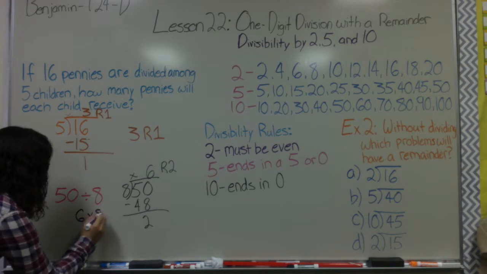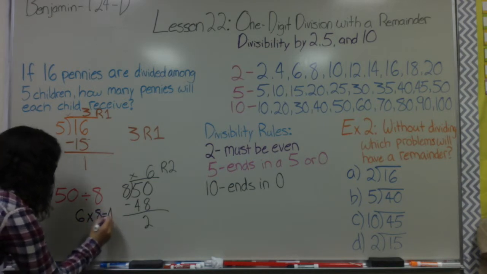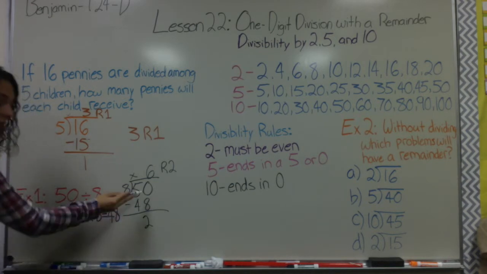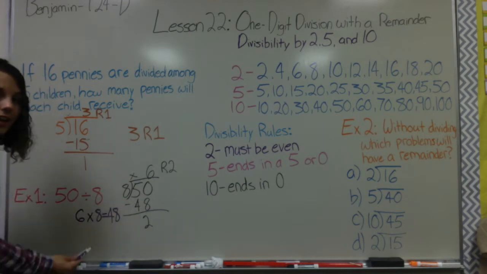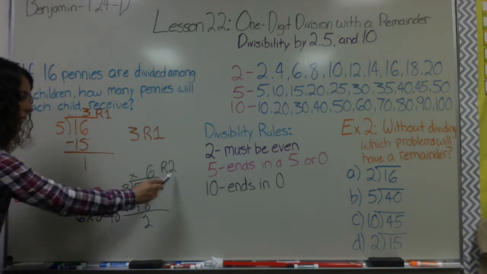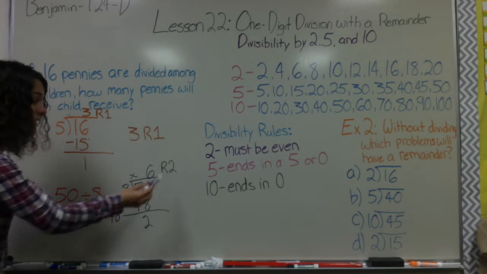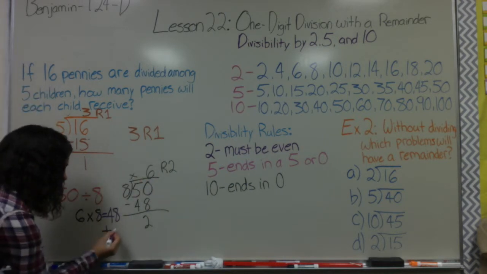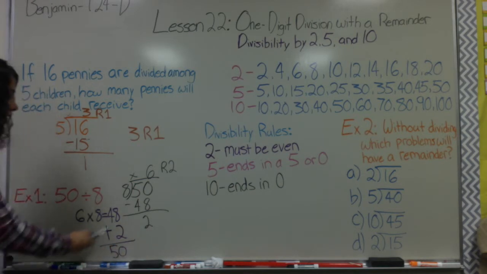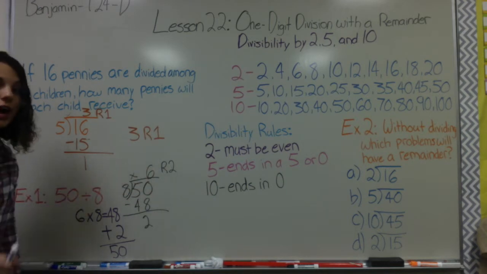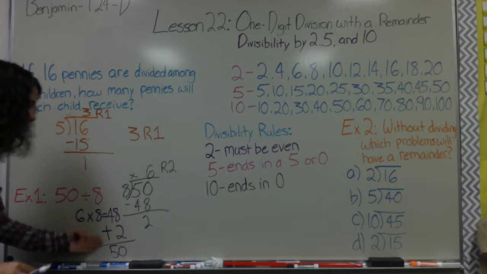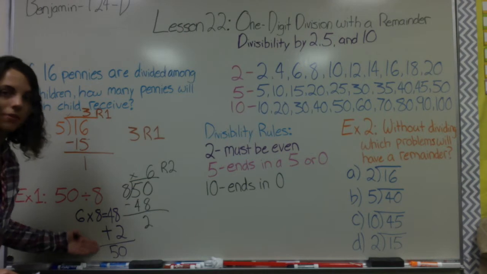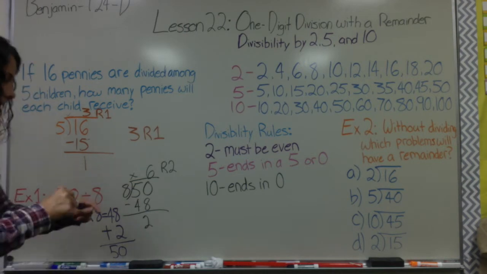6 times 8 equals 48. But that's not 50, so where do I get my extra from? Well, that's where my remainder comes in. I actually add my remainder. So 48 plus 2 equals 50. So I know for a fact that 6 remainder 2 has to be true. This is proving my work. That's what I will expect from you on tests.